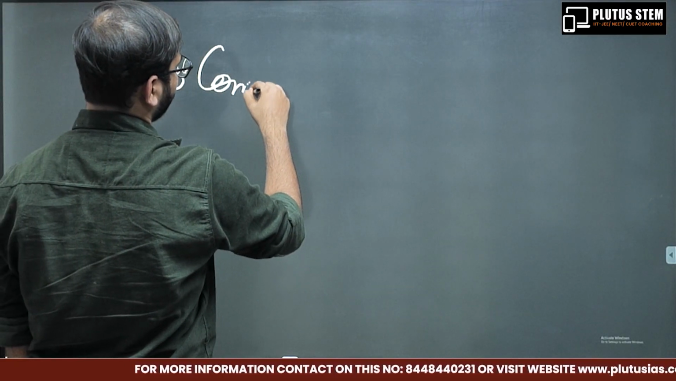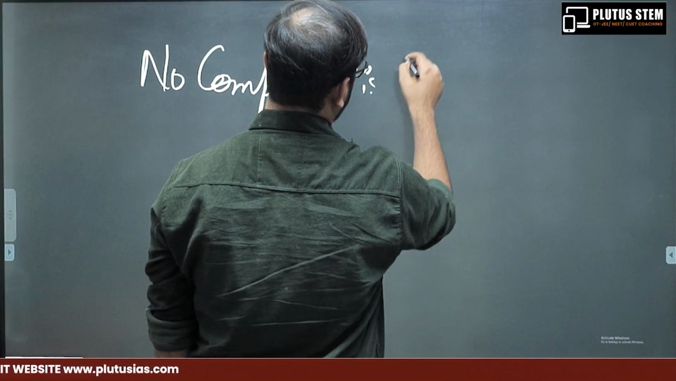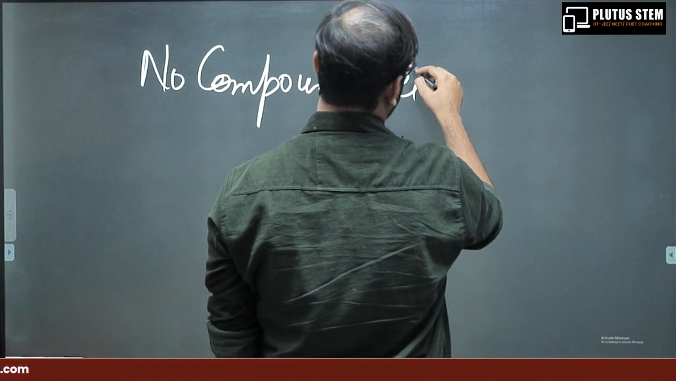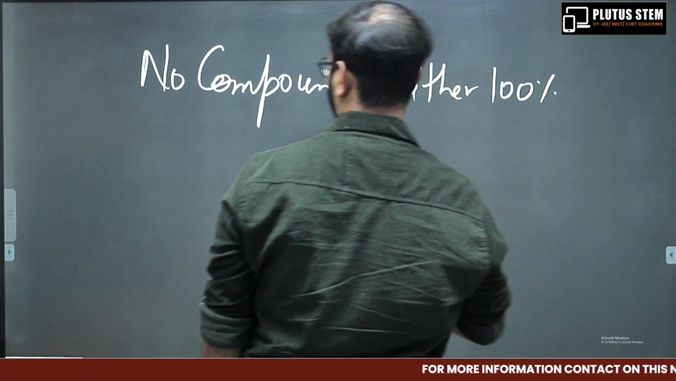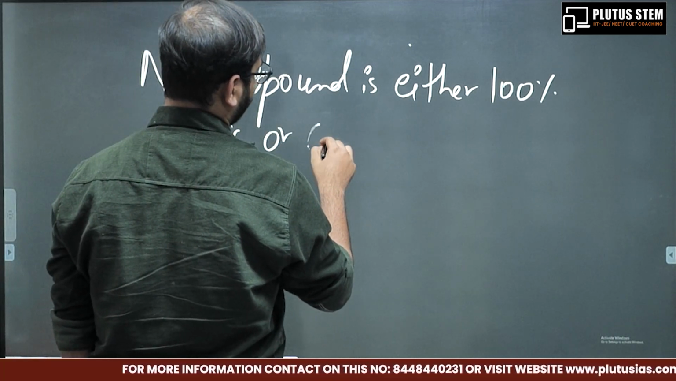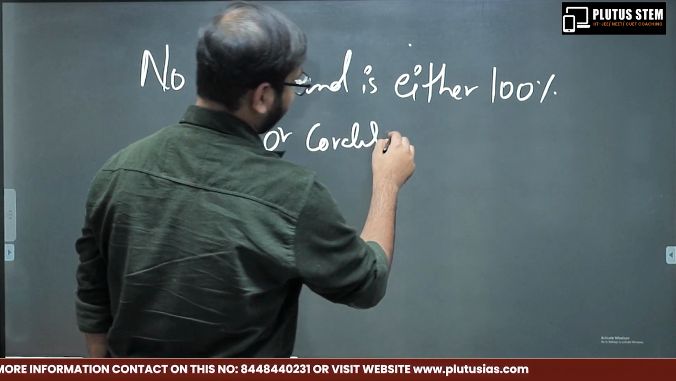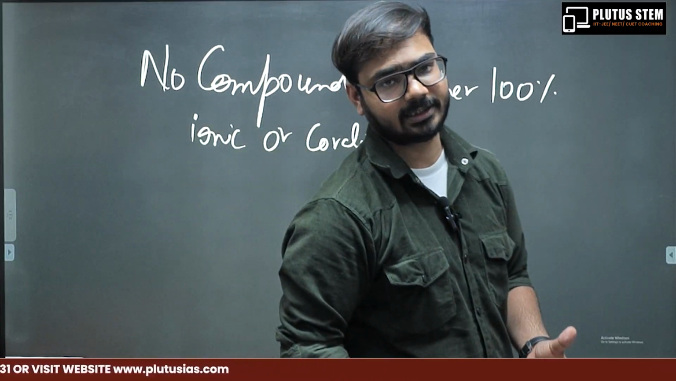no compound is either 100% ionic or covalent. That means ionic compounds have some covalent character and covalent compounds have some ionic character.